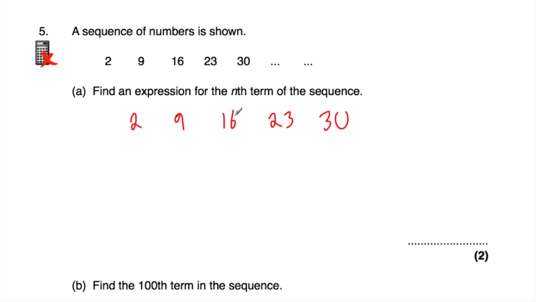Okay, so in terms of these numbers, we're starting with 2, and each time we're adding 7. So 2 plus 7 is 9, plus 7 is 16, plus 7 is 23, plus 7 is 30. So each time the sequence is increasing by 7.